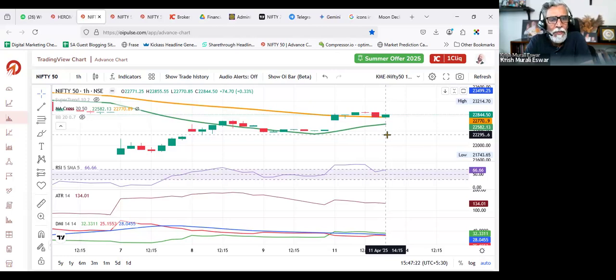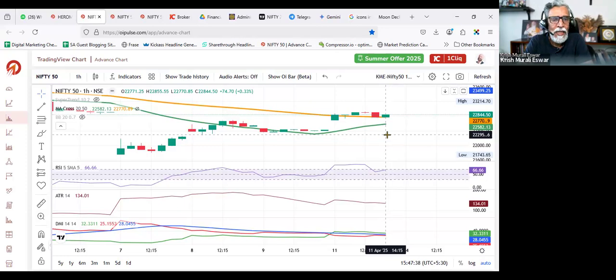But on the ADX parameters, the ADX is 28. That means there is a decent trend which is there. What is the trend we are looking at? If you look at the MA crossover, it appears to be a slightly bearish trend.